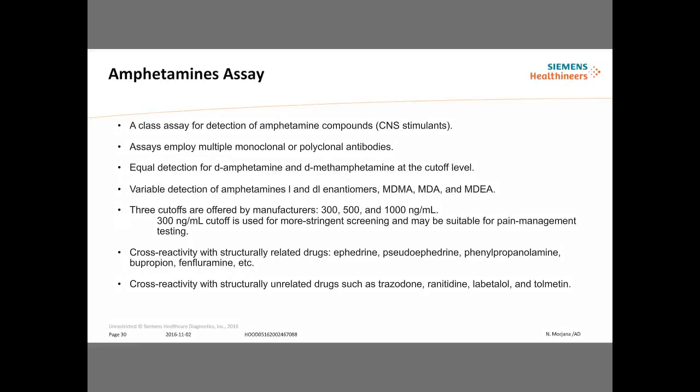Amphetamines are available in three cutoff levels. The assays use either monoclonal or polyclonal antibodies, and they have equal detection of D-amphetamine and D-methamphetamine at the cutoff level. Some assays also include the ecstasy drugs, MDMA, MDEA, and MDA. The 300 cutoff is a more sensitive cutoff, and if your assay is very specific, you will be able to use this low cutoff for pain management testing. You have to take into consideration the cross-reactivity profile of the assay.